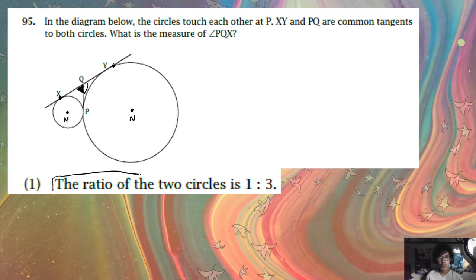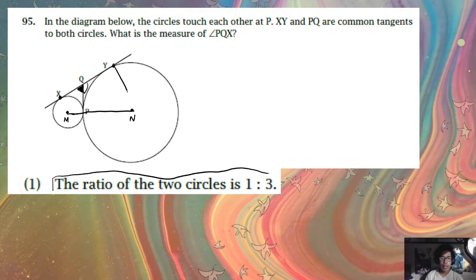The ratio of the two circles is 1:3, meaning the radius of the smaller circle, circle M, is 1, and the radius of the big circle, circle N, is 3. So it's 3 times larger than the small circle. Let's try to connect. Let's make M, P, and N collinear to each other.